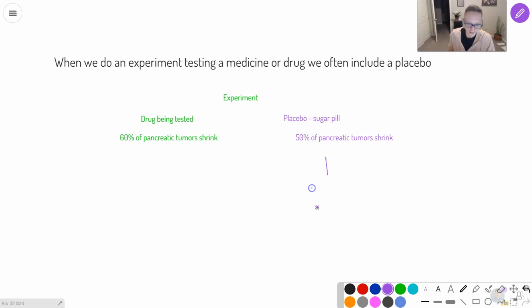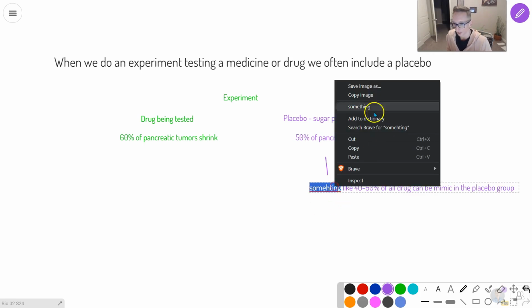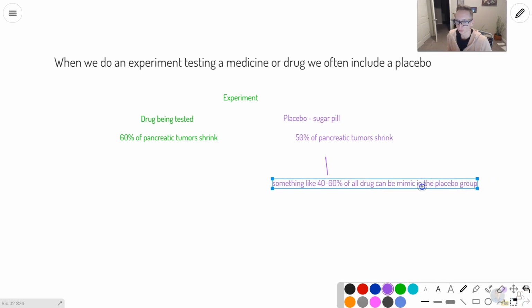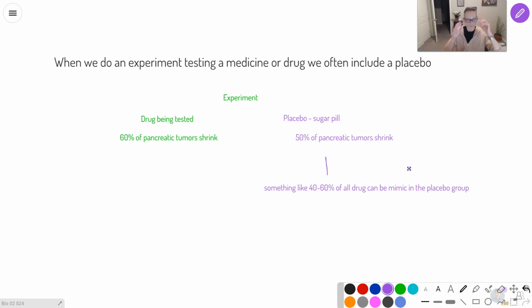So something like 40 to 60% of all drug effects can be mimicked in the placebo group. What the heck does this mean? It means a couple of things to me, and I think this is really important. Number one, drug companies want to remove the placebo effect test. They want to remove the need for a placebo, which is absolute insanity because they want to sell you drugs.